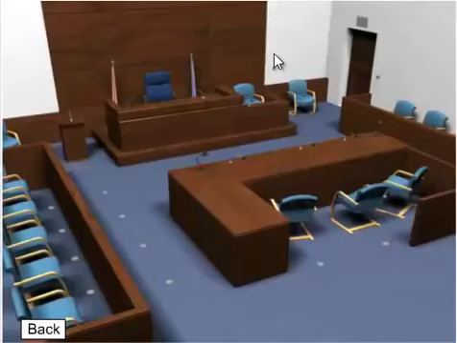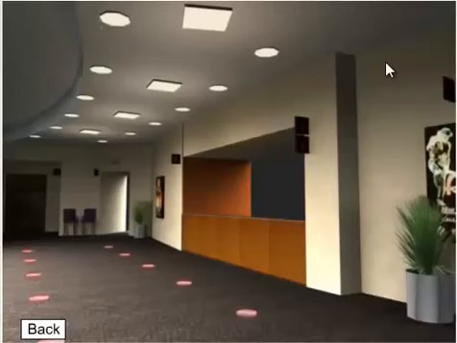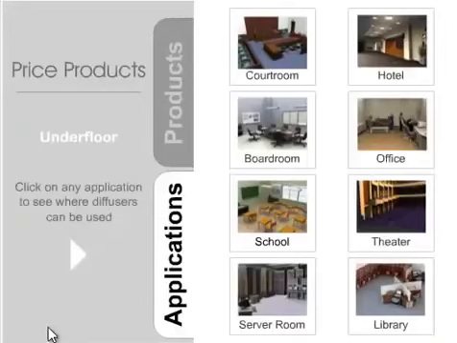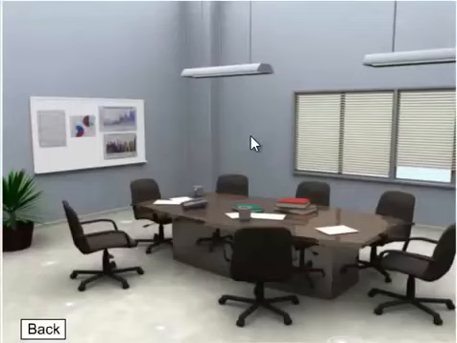Courtroom. The ease of reconfiguration and low noise levels makes underfloor ideal for places such as courtrooms. Hotel. Underfloor products can be used with raised floor systems for seamless integration with hotel lobbies. Boardroom. Underfloor products can be used with raised floor systems for inconspicuous integration with offices and boardrooms.